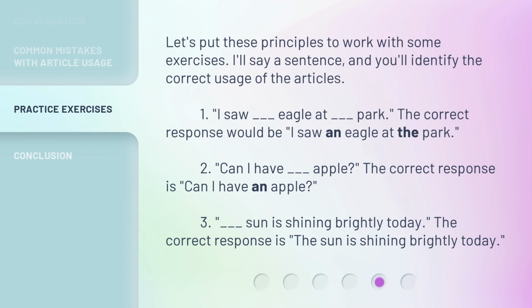Let's put these principles to work with some exercises. I'll say a sentence, and you'll identify the correct usage of the articles. 1. I saw ____ eagle at ____ park. The correct response would be, I saw an eagle at the park. 2. Can I have ____ apple? The correct response is, can I have an apple?